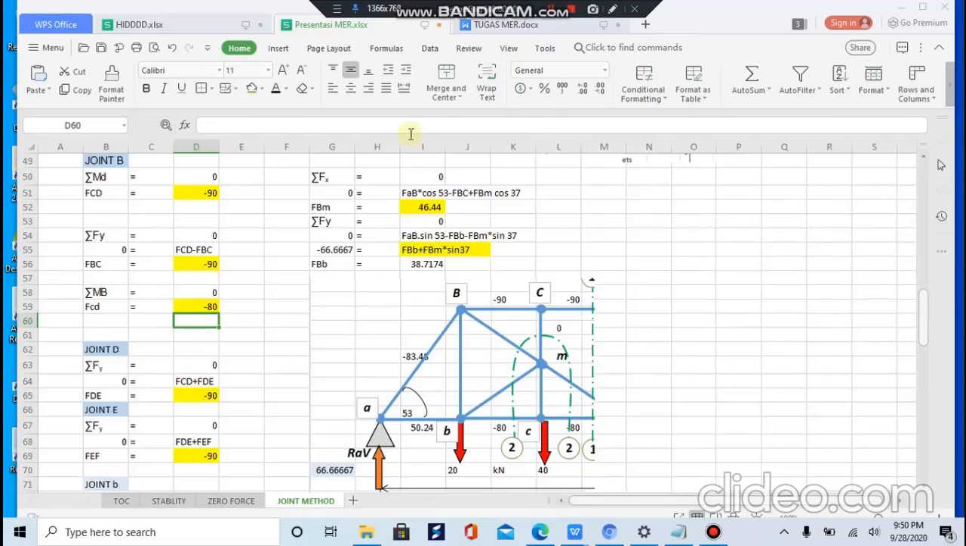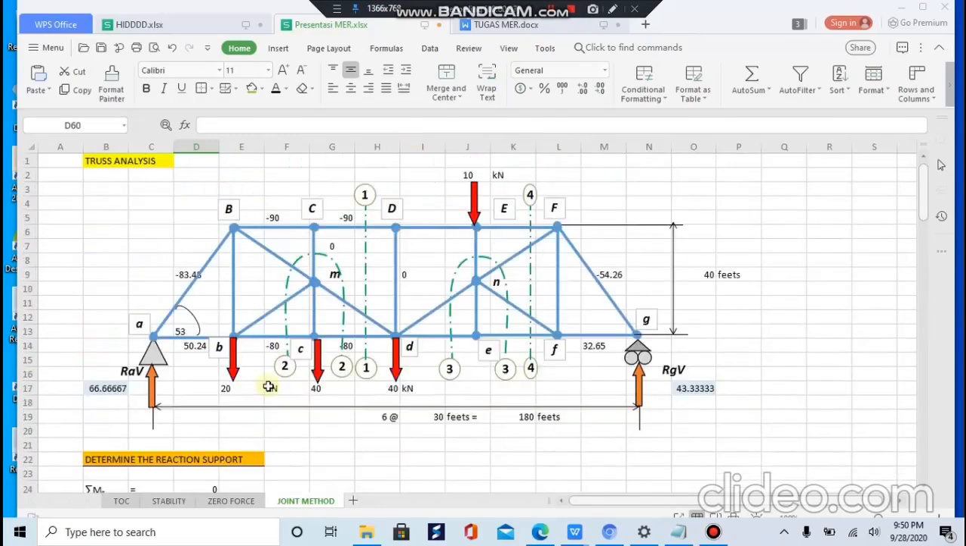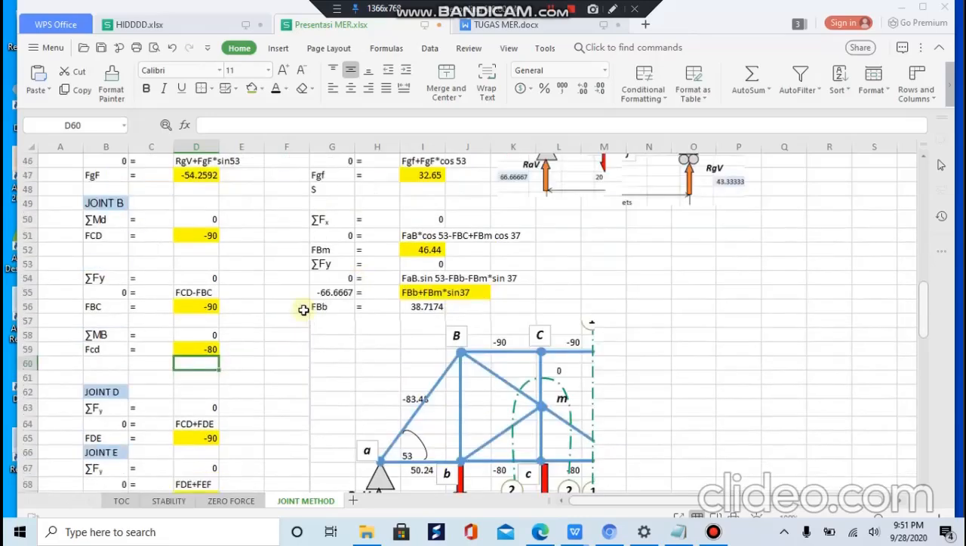Joint D and joint E are very easy to calculate because they are in the same row with BC and CD, where there are no other bars that have horizontal forces. So DE and EF will be the same as BC and CD. So it's equal to minus 90.